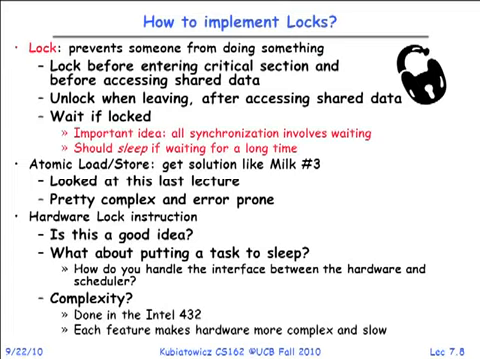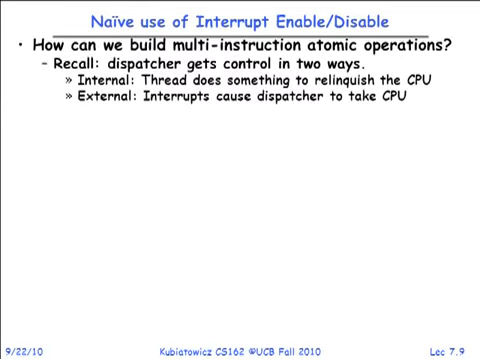Now let's do something a little different. Let's consider interrupt enable and disable. Can we build multi-instruction atomic operations with interrupt disable and enable? How many people think that seems plausible? Okay, I'll agree with that. Now the trick, though, is why is it plausible? You have to think that through. What I'm doing by disabling interrupts is preventing the timer from going off and stealing my thread, stealing the CPU out from under me. So by disabling interrupts, what I'm really doing is preventing the scheduler from switching.